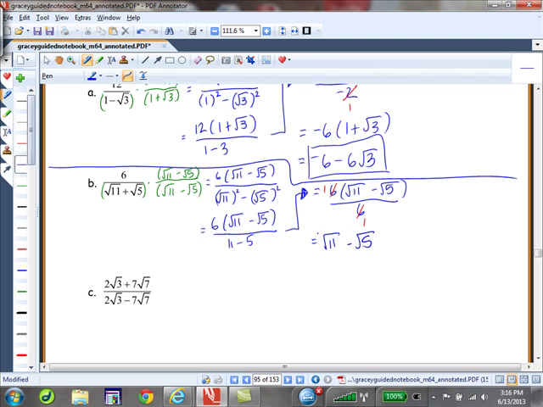Now, the denominator doesn't always end up being 1. It just ended up being kind of a coincidence.